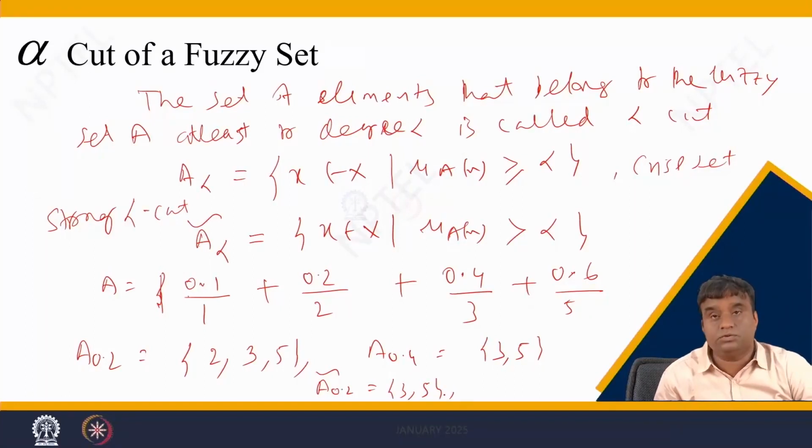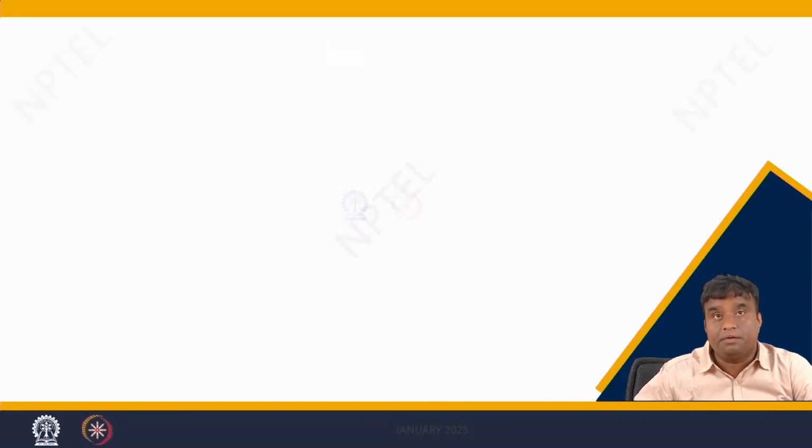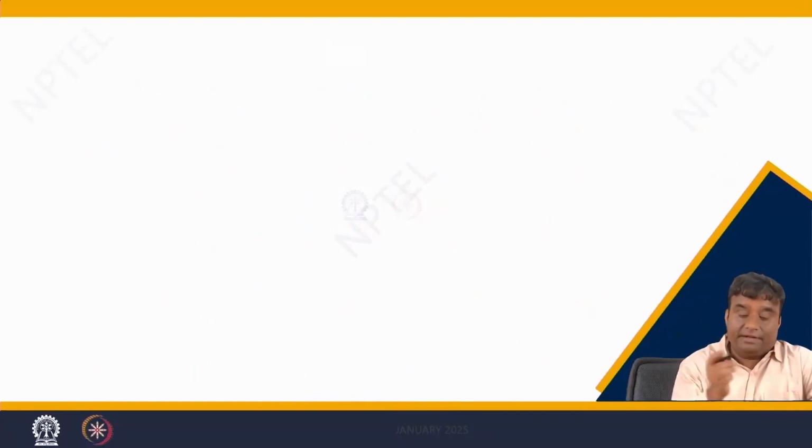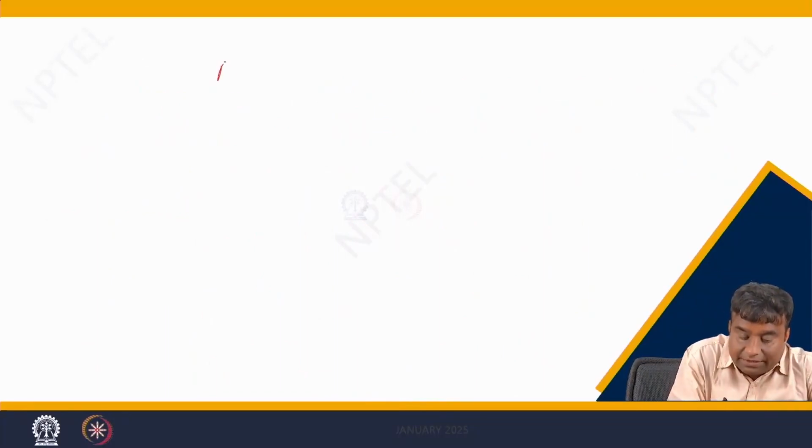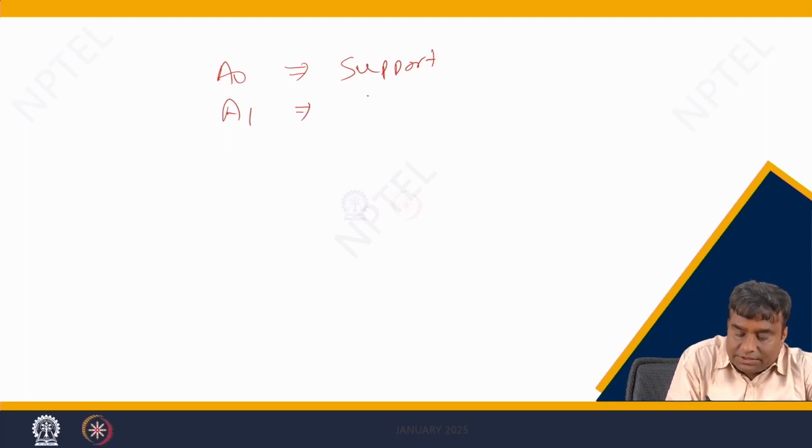and so on. So by definition you can say that A0, the alpha cut with membership 0, is known as support, and A1 is known as core.